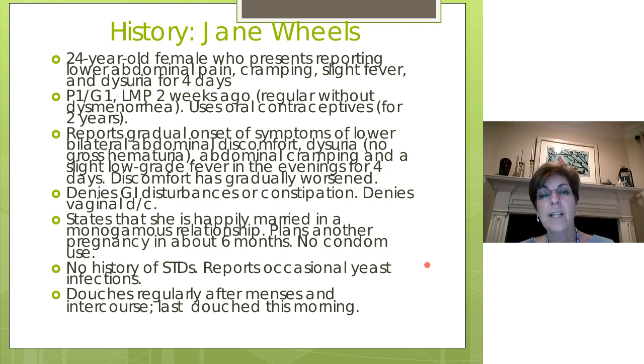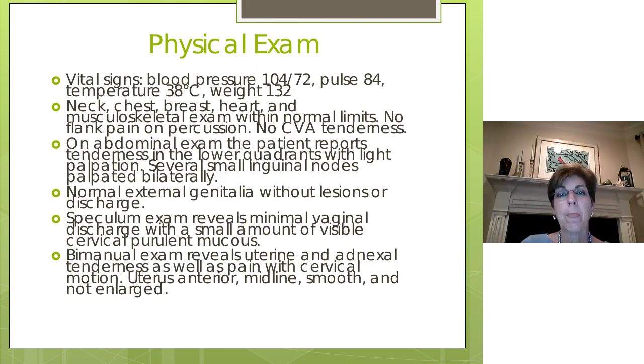She denies any GI disturbance or constipation and denies any vaginal discharge. She states she's happily married in a monogamous relationship and plans another pregnancy in about 6 months. There's no condom use, no history of STDs, and she reports an occasional yeast infection. She douches regularly after menses and intercourse, and last douched this morning. Physical exam shows a little bit of a fever, but other than that, everything's normal.